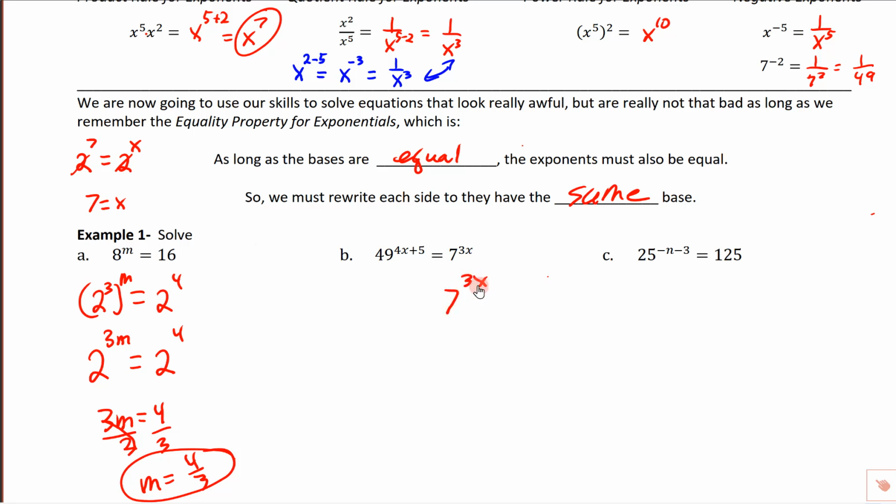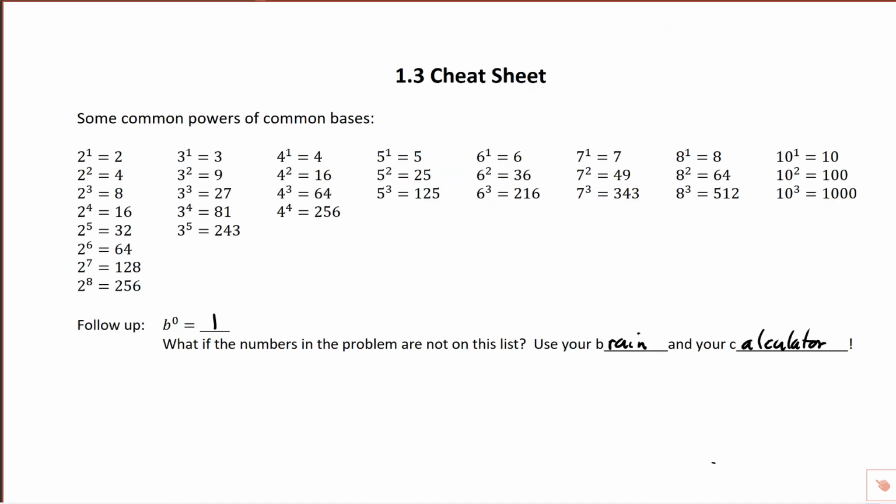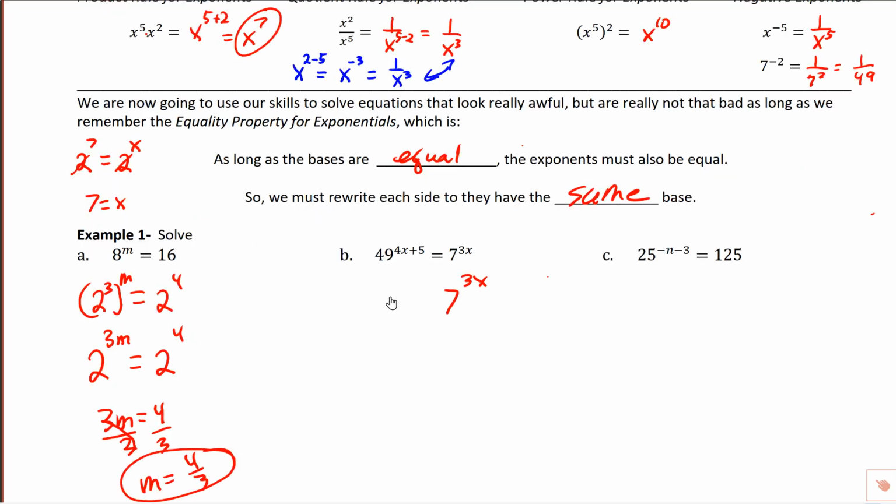This is 7 to the 3x, so that gets to stay the way it is. And remember, we're going to replace the 49 with a 7 squared. Remember, 49 is the same as 7 squared. So I'll come back here. 7 squared raised to the 4x plus 5. Those two are the same thing, okay? So this side equals that side.